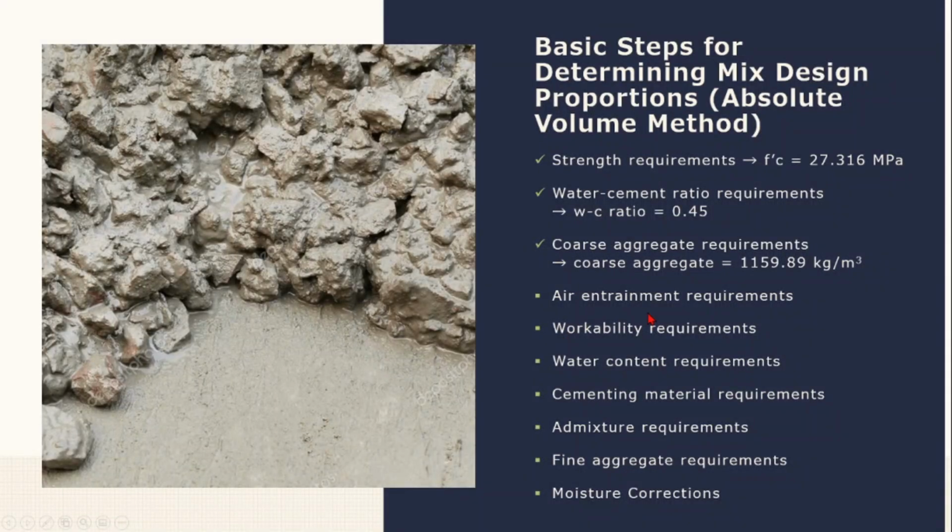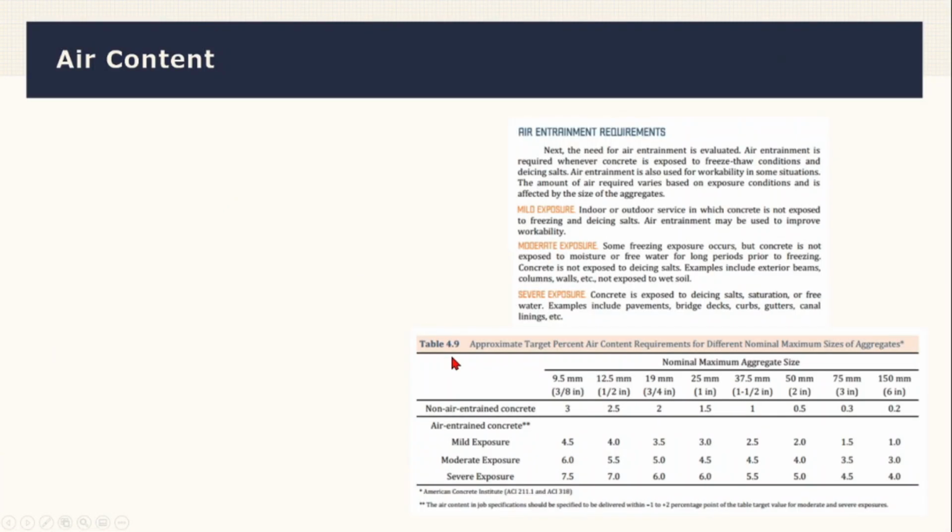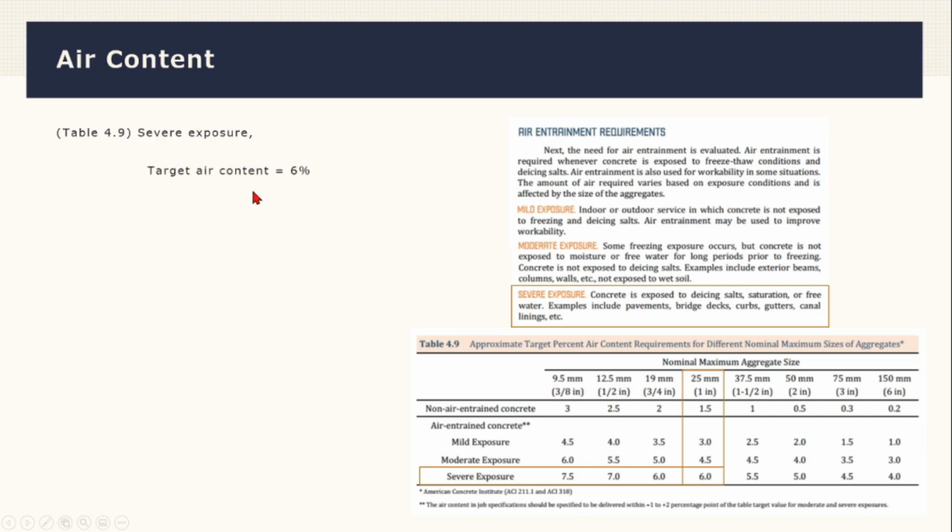Next is air entrainment requirements. For this requirement, we just have to take a look at Table 4.9, which is the approximate target percent air content requirements for different nominal maximum size aggregate. And if we recall that we are in a severe exposure wherein concrete is exposed to de-icing salt. Since we have severe exposure, we will be selecting this one in air-entrained concrete, which corresponds to 25 millimeter nominal maximum size aggregate, we have 6% of target air content.